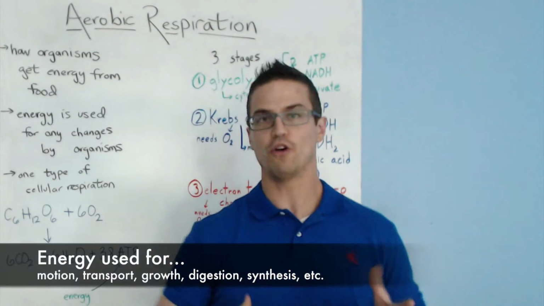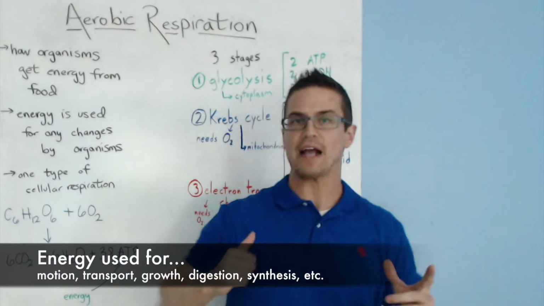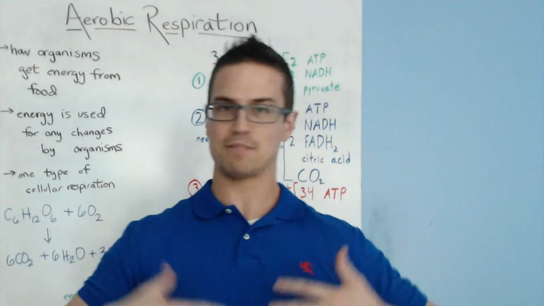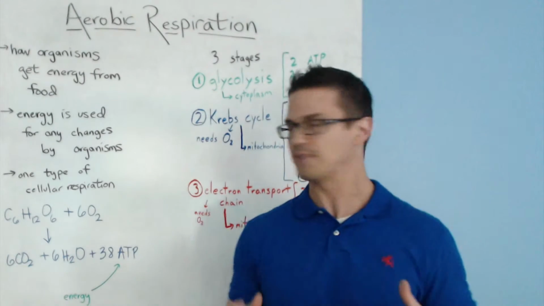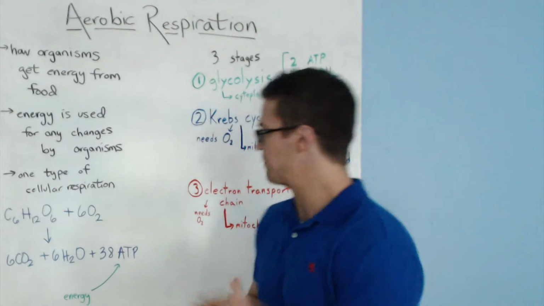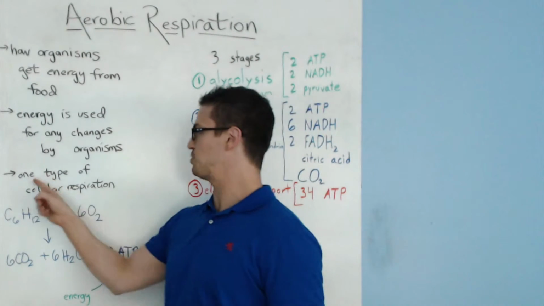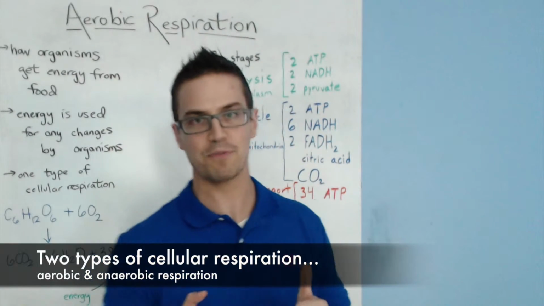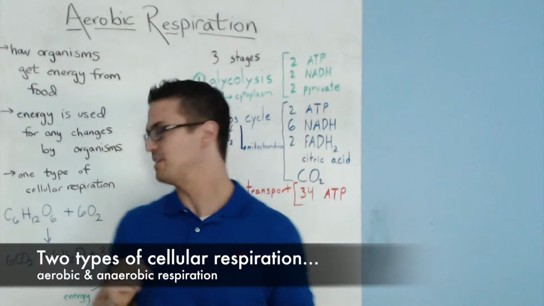So this is the organism wanting to move around, or the fact that your heart is beating, the fact that your blood is moving throughout your body, anything that's broken down or built up inside of your body. That's all through this energy from that glucose. Now, aerobic respiration is just one type of cellular respiration. The other type is called anaerobic respiration, and we're going to talk about that in the next video.